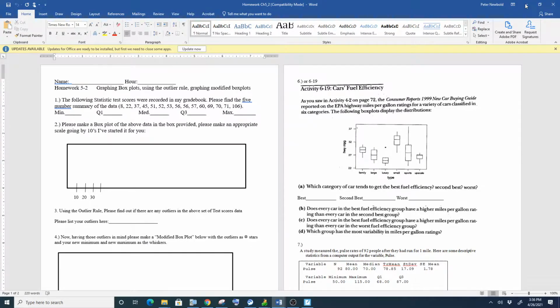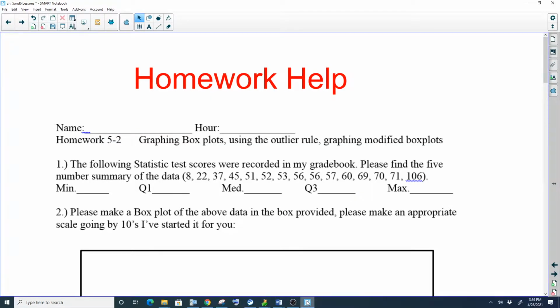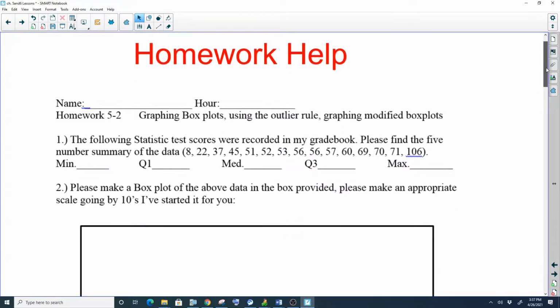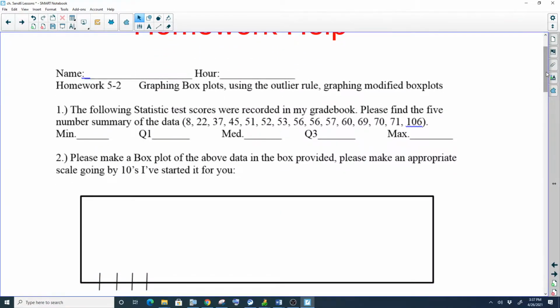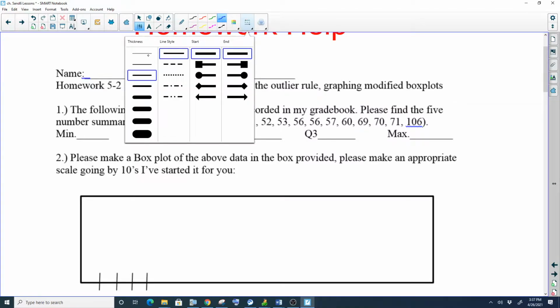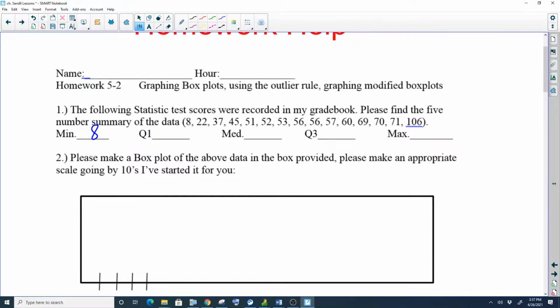Here we go. Okay, so we're going to jump over here to 5-2. So first thing you got to do is find your 5-number summary. So to find your 5-number summary, I'll give you a hint. The minimum is the smallest number, which is 8. Maximum is the biggest number, which is 106. And you got to find the Q1, the median, and Q3.